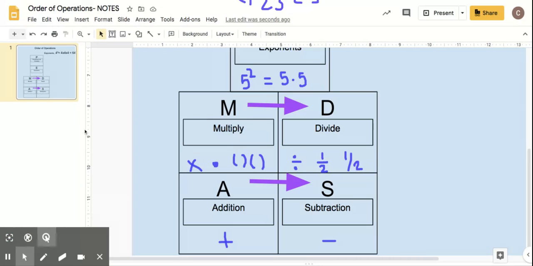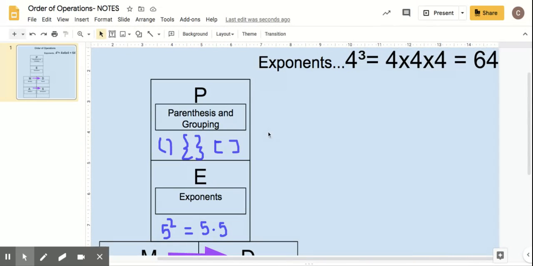So let's look at an example in our journal. You guys can just write this off to the side right here where I'm going to write mine as well. And let's do 17 minus 5 squared divided by parenthesis 2 plus 3. Ooh, that's a lot of stuff.